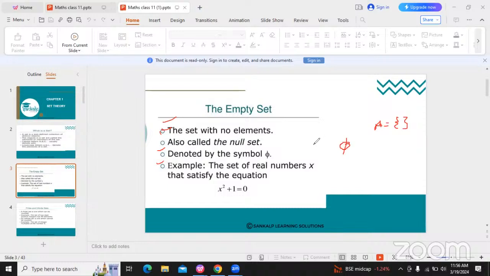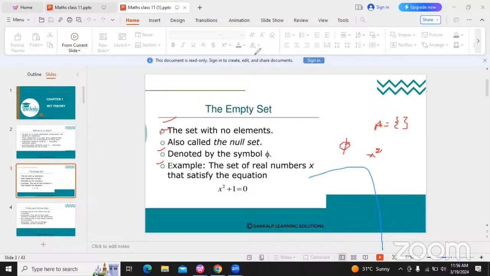The example is the set of real numbers that satisfy the equation x square plus 1 is 0.